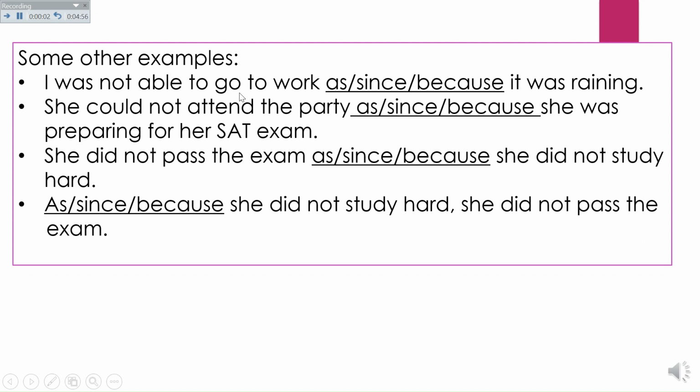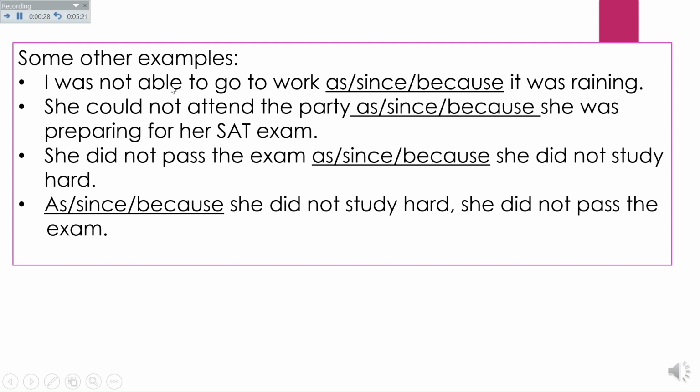I was not able to go to work as in because it was raining. So it's giving the reason, telling the cause why I did not go to work because of the rain. She could not attend the party as in because she was preparing for her stat exam. It's giving the cause why she could not attend the party. She did not pass the exam as in because she did not study hard.